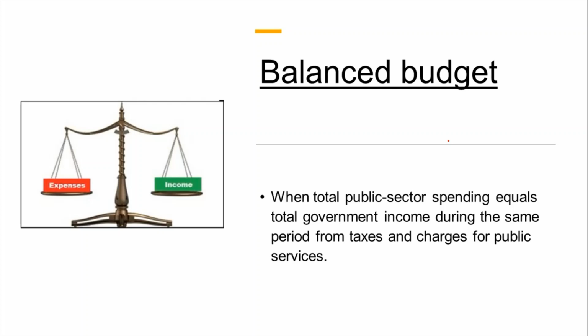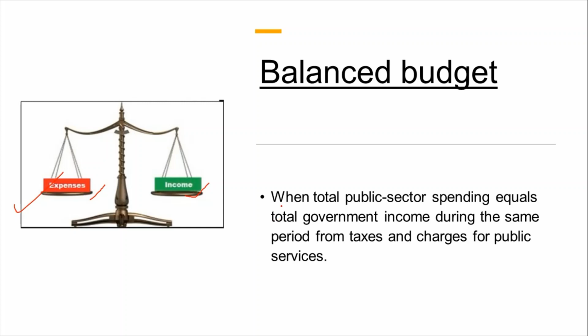So the next term is balanced budget. Of course, it's very understandable. You can actually look at the picture and understand what it means. It's when your expenses are equal to your income. So if you're earning, suppose, 2000 in a month, or you're getting a pocket money of 2000 in a month, and you're spending those 2000, so you have a balanced budget. You have that income of 2000, you're spending those 2000, it's balanced for you. So your budget is balanced.